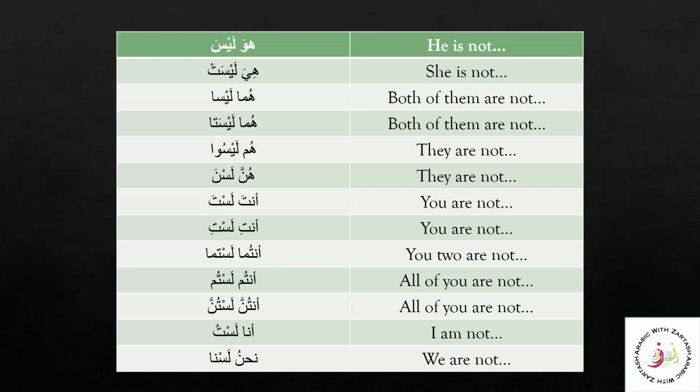So alhamdulillah, we are done with the negation of the simple jumla ismiya with the addition of ma and laysa.